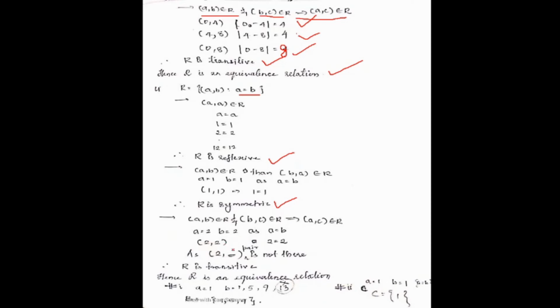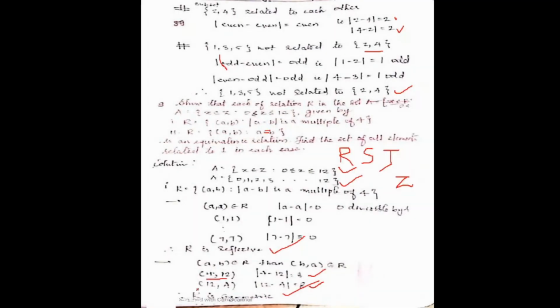So 2 comma 2, fine. It belongs to R. But do we have 2 comma anything as a pair? No, such a pair: 2 can be equal to 2, but it cannot be equal to any other number, right? So the second pair is not there. When we don't have the second pair while proving transitive, we need not check for the third pair. With taking the first pair itself, we can consider R is transitive. So hence R is an equivalence relation. Done. So we'll go for the next part of the question.